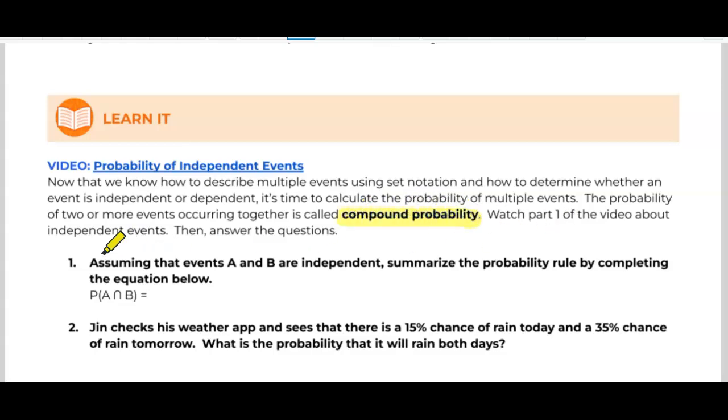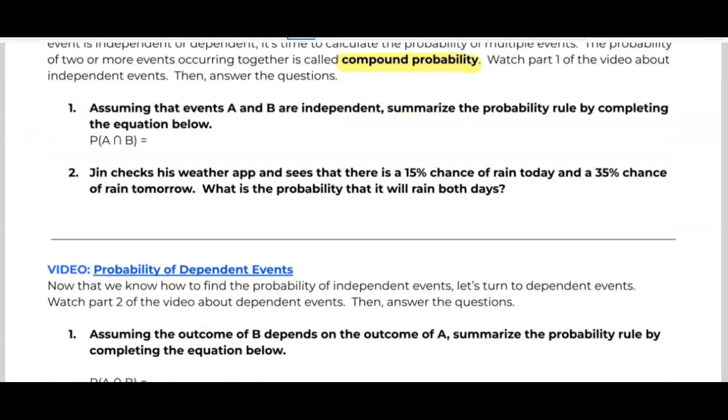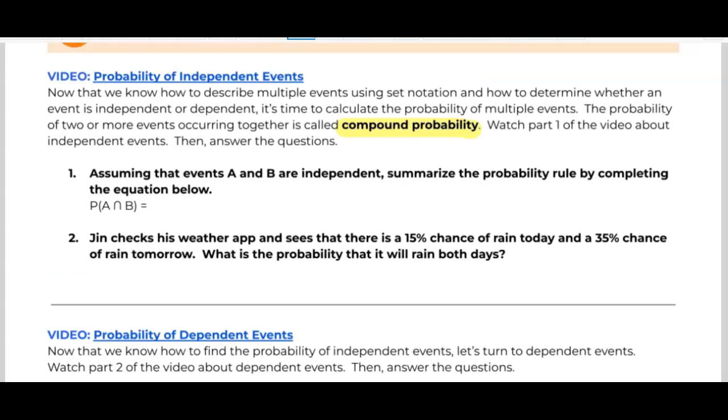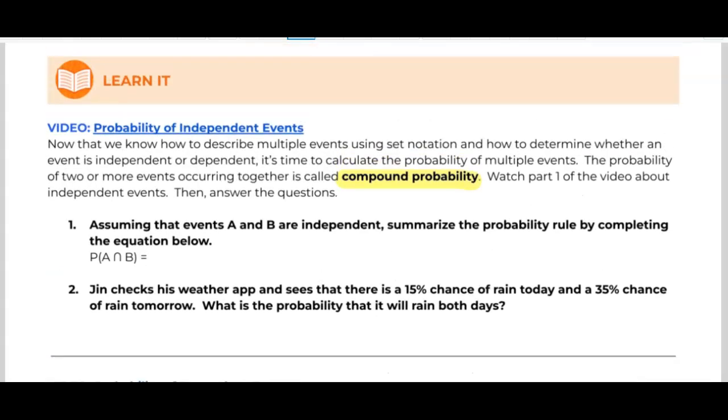We're going to watch part one of this video about independent events. We'll come back here and work on these problems next, and then we'll do part two and work on the second section. So if you want to read through these bold print questions first and decide what it is you're looking for, that may be helpful to you. All right, so let's get started with that.